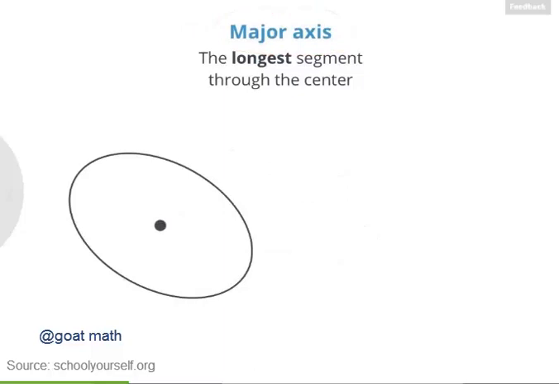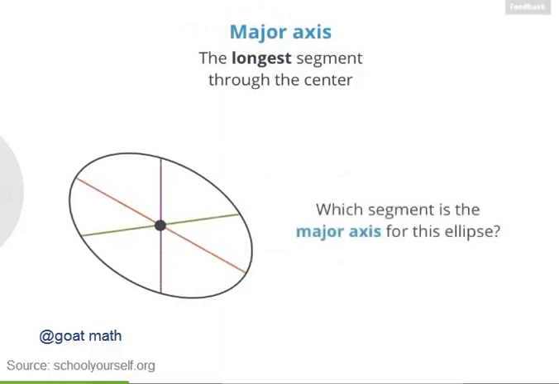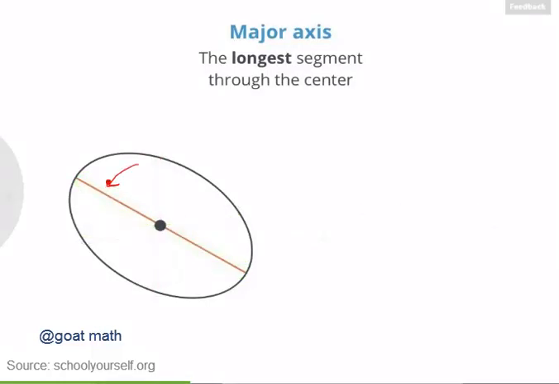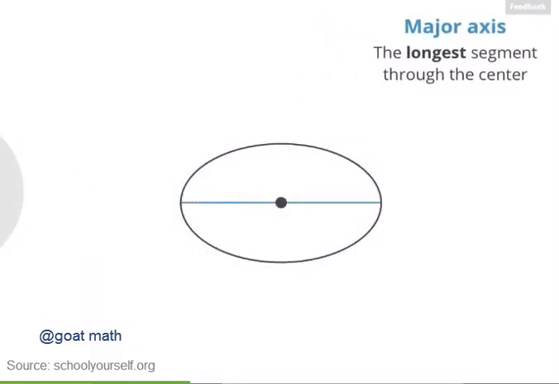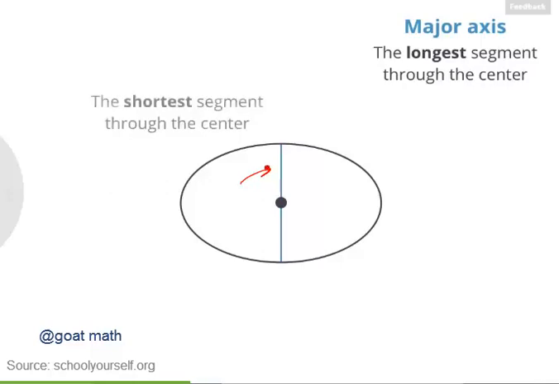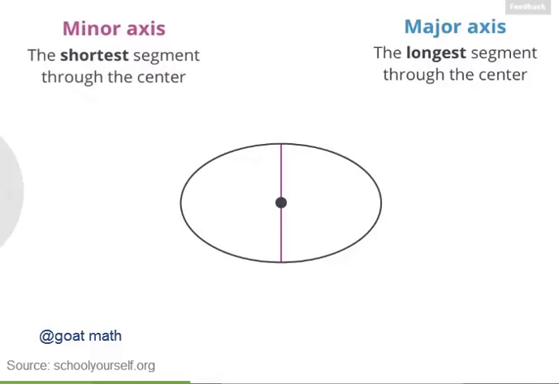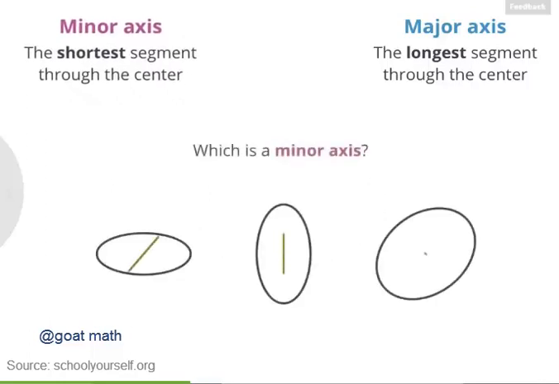So take a look at this ellipse. Which of these line segments is the major axis for this ellipse? Exactly. Here's the major axis for this ellipse. So now here's our ellipse from before. This is the major axis, and here's the shortest line segment that passes through the center. It's called the minor axis. So for these ellipses here, which of these green line segments is a minor axis? Excellent! This is a minor axis. This segment happens to be a major axis, and this segment is neither, so it doesn't get a special name.